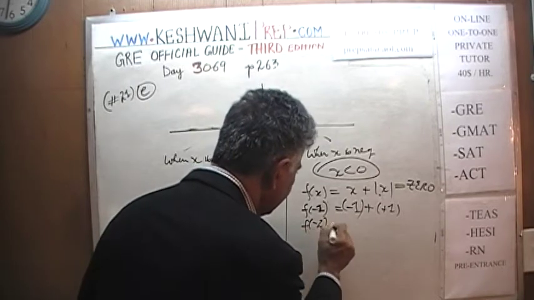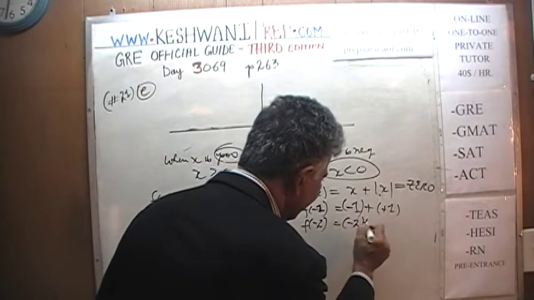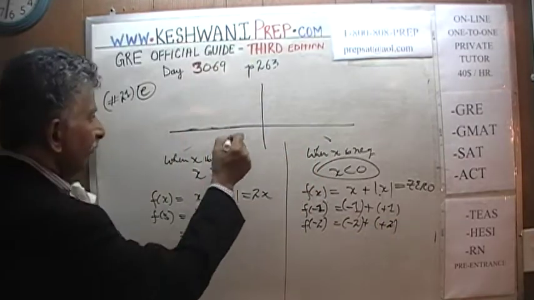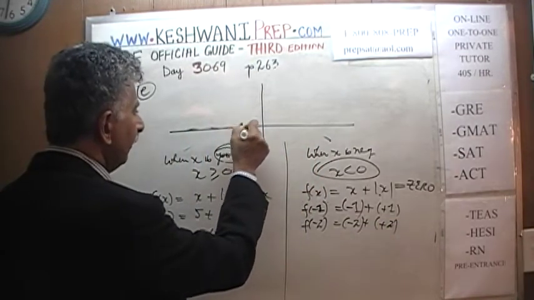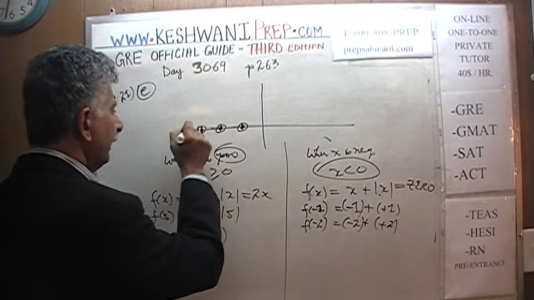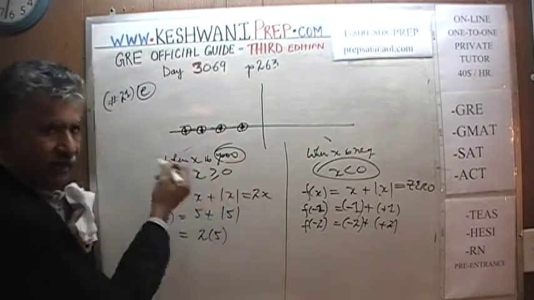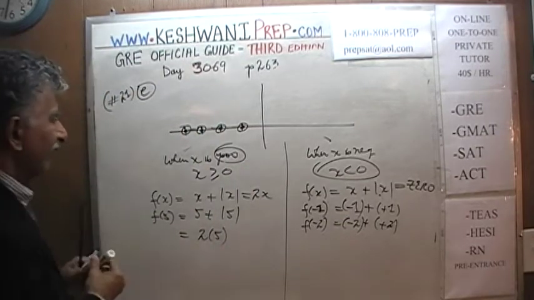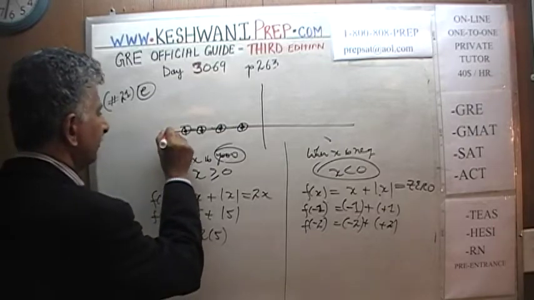When x is negative 2, negative 2 plus the absolute value of negative 2, which is a positive 2, is 0. So when x is negative 1, y is 0. When x is negative 2, y is 0. When x is negative 3, y is 0. It doesn't matter what value x takes, y is always 0 if x is negative. So that's the first portion here.